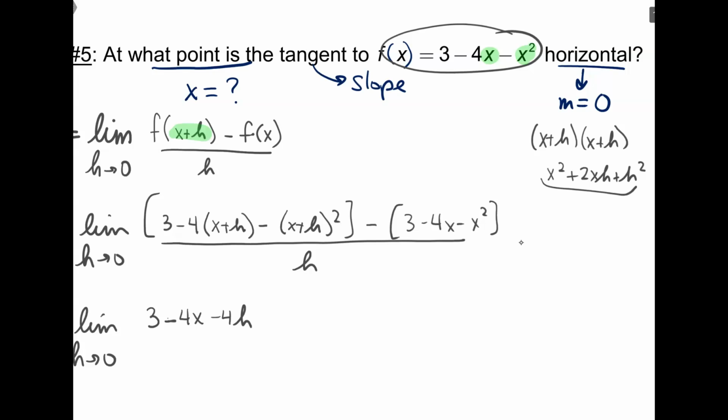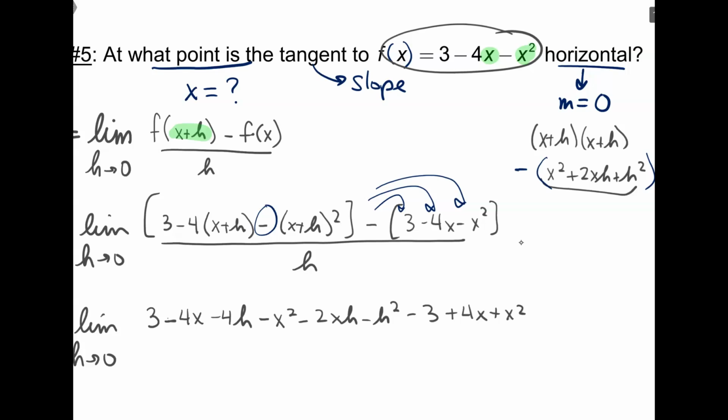Okay, so this whole thing right here. Then I have to minus all of them. Minus 3 plus 4x plus x squared. Don't forget to distribute this minus out. And same way here, if I had a minus sign in front of it, like I do right here, I have to distribute the minus out. All over h. Okay, so I wrote it out.